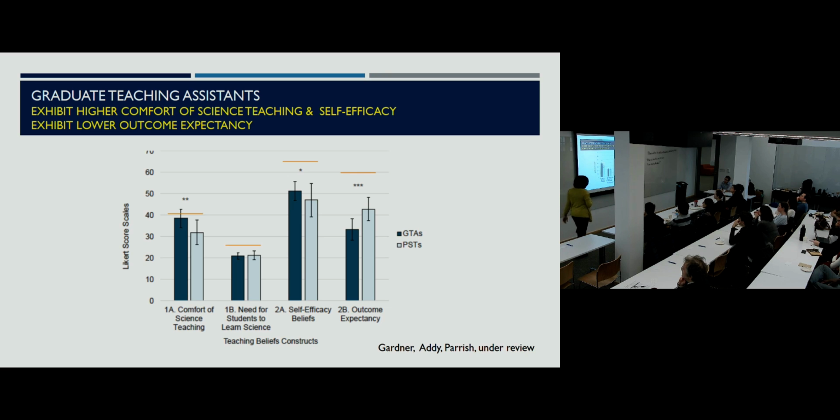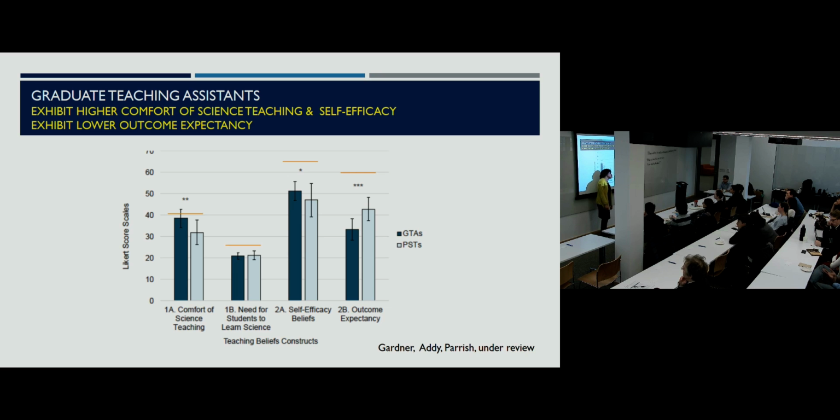So in looking at the data, the comfort for science teaching was higher among the GTAs, which makes sense. Pre-service teachers might not specialize in science, okay? So intuitively, that kind of makes sense. Their need for students to learn science was fairly the same. Their self-efficacy beliefs, belief in their ability to teach science, was higher. And then their outcomes expectancy, actually the GTAs were lower than the teachers.